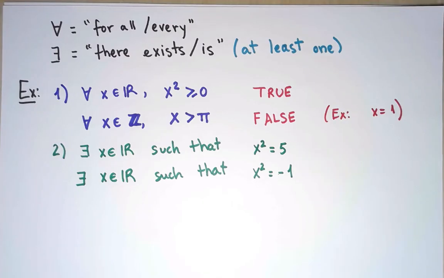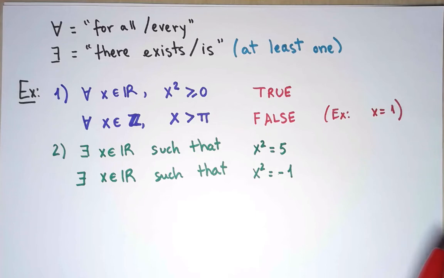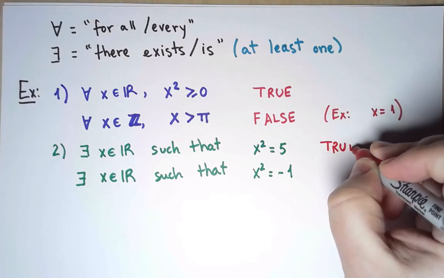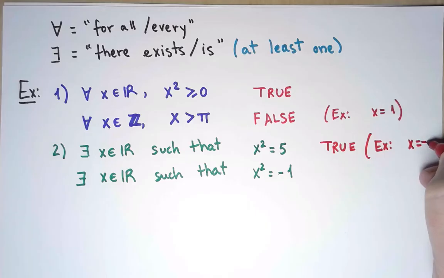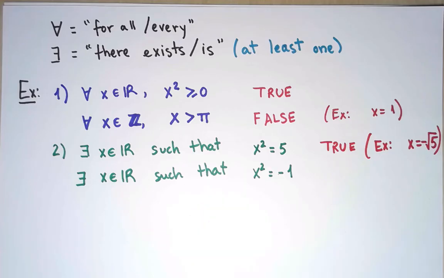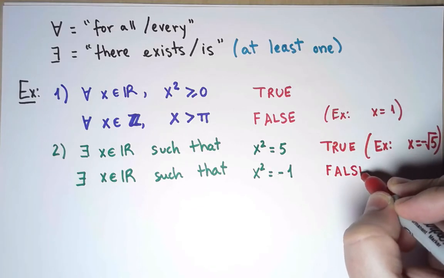Okay, now let's look at the meaning. There exists a real number x such that x squared equals 5. And yes, there is one such real number x. This is true. In fact, there are two, but one is enough. So for example, we can say that x equals minus root 5. That's a number that satisfies that. Now, the second statement says there exists a real number x such that x squared equals minus 1. And that is false. No real number satisfies that.